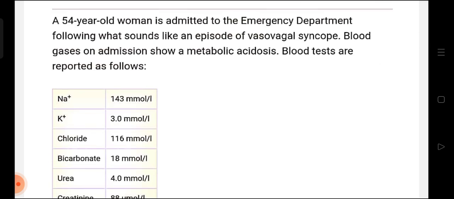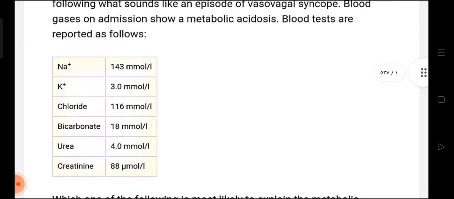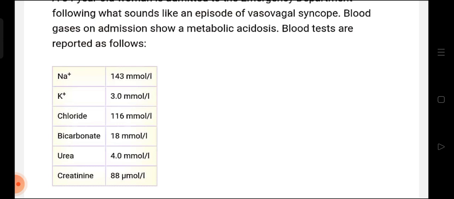Okay, the next question. A 54-year-old woman is admitted to the emergency department following what sounds like an episode of vasovagal syncope. Blood gases on admission show metabolic acidosis. Blood tests are reported as follows: sodium 143, potassium 3 millimole per liter, chloride 116, bicarbonate 18. From these blood tests, we will measure the anion gap. In the question, he mentioned that the patient has metabolic acidosis on blood gases, and he gave us the anions and the cations. So we will measure the anion gap by measuring the sum of anions and subtracting the sum of cations from it. Urea is 4 and creatinine is 88.